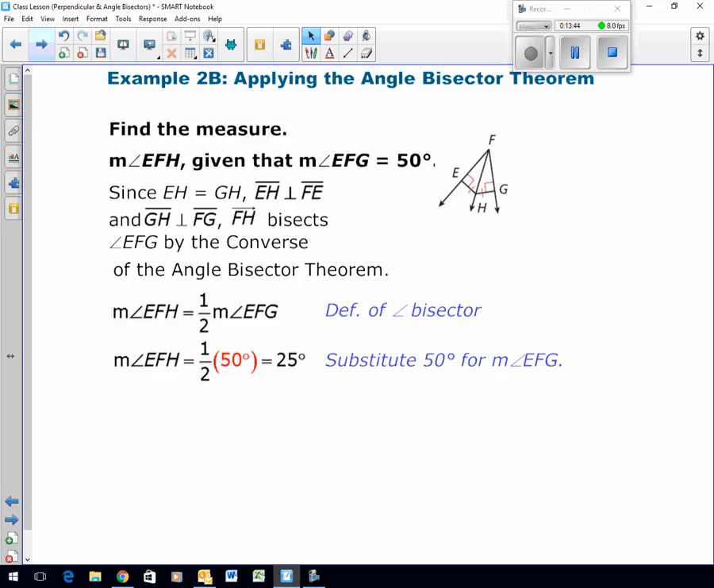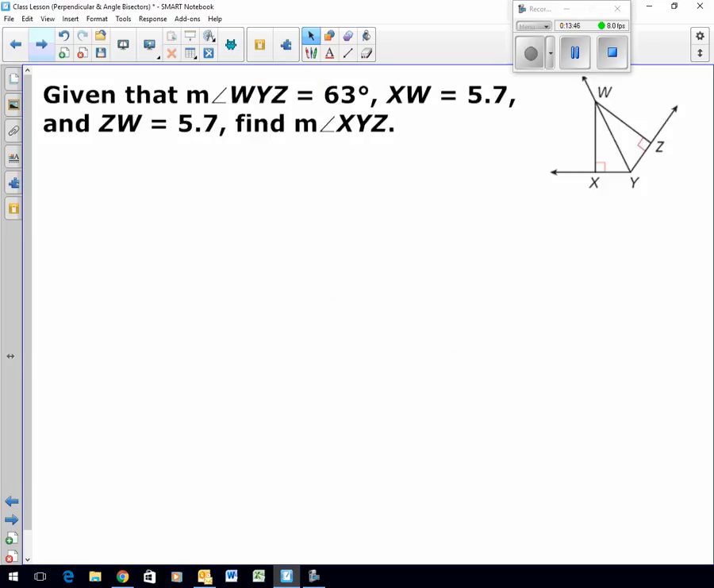All right? Ooh, here's a good one. Oh, dear. Y'all write this one down. I want y'all to work on this one, okay? Given that angle WYZ is 63 degrees, that XW is 5.7 and ZW is 5.7, tell me what angle XYZ equals.